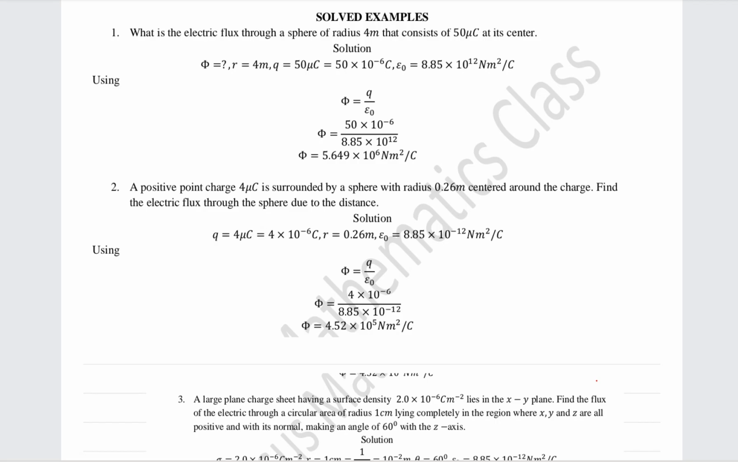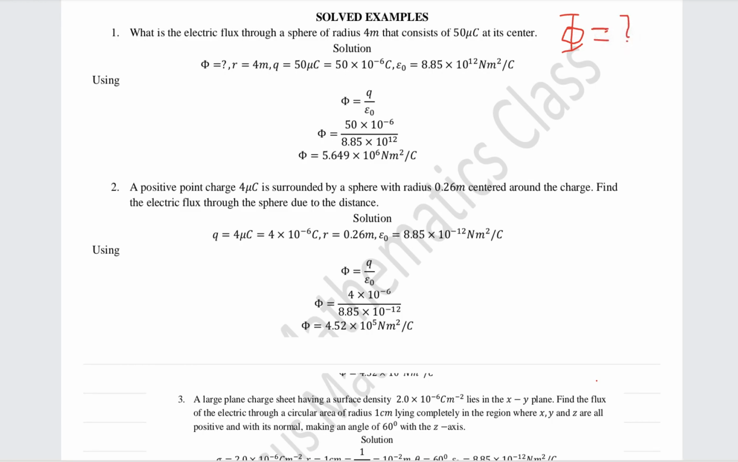Now the first example we have here, please, your focus should be on the first example only, so that you would have a proper understanding of what we are discussing here. So the first example says, what is the electric flux through a sphere of radius? You can see through a sphere of radius. So you write your parameters out. The question is, what is the electric flux? So that means I'm looking for what? Phi.